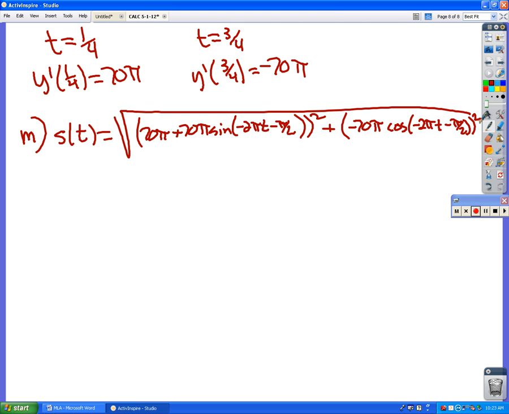Okay, during the first 2 seconds, how many times will the speed be equal to 50 centimeters per second? So then we have to take that and set it equal to 50 and solve for t. Are you serious? Is that even possible? It is, but we're not going to do it. You have to square both sides. And then you have to FOIL the whole thing out. Austin, you do it.